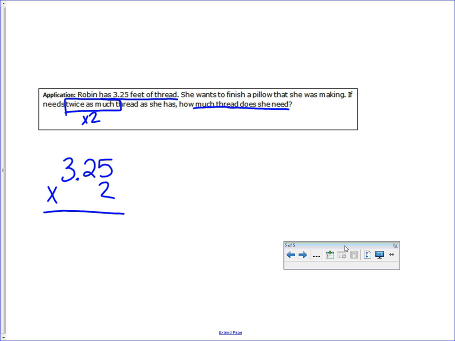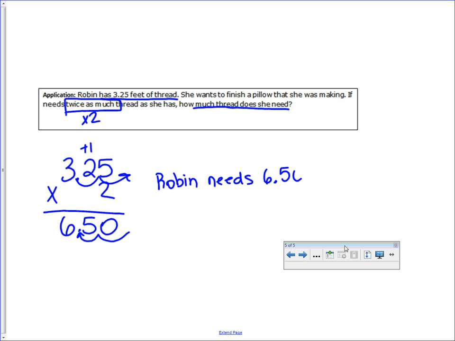And how am I going to solve? 5 times 2 is 10. Carry my 1. 2 times 2 is 4, plus 1 is 5. 3 times 2 is 6. Now I'm moving my decimal over 2 places. So in the product line, I'm going to move it over 2 places. So how much thread does Robin need? Robin needs 6.50 feet of thread.